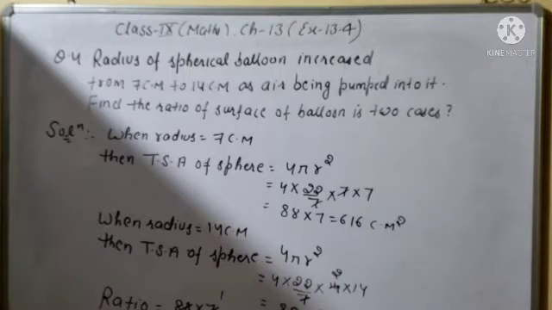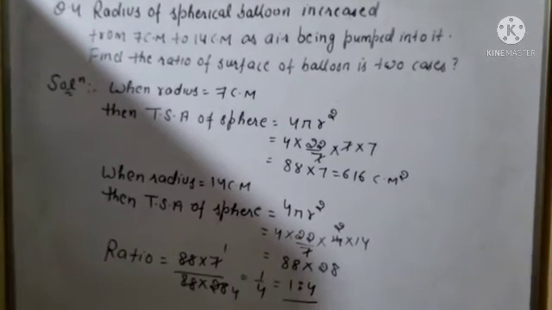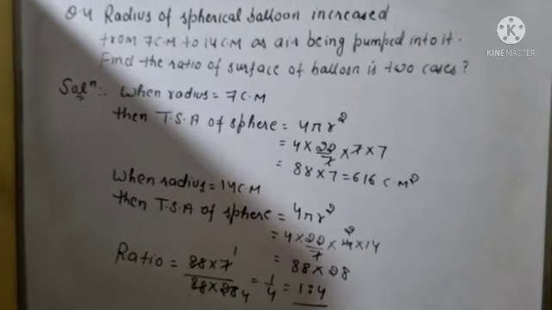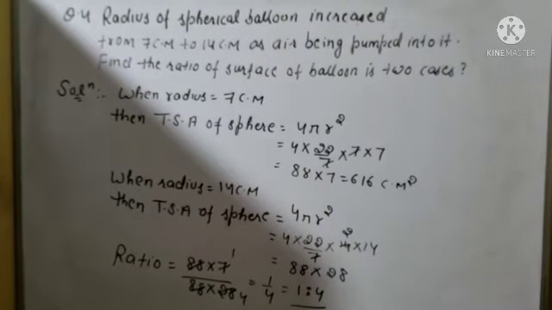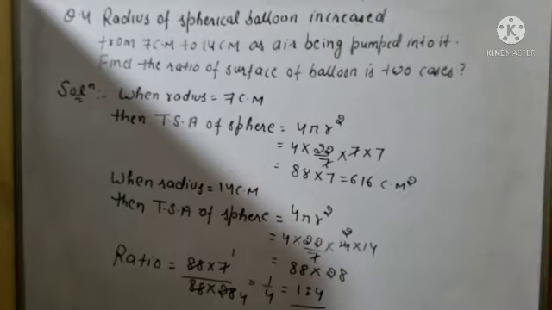Wait a minute, if it is not visible. Yes, you can see it like that. When the radius was 7, the total surface area is 616, which I am writing in the form of multiplication, 88 into 7. And when the radius is 14, the total surface area is 88 into 28. Now divide both total surface areas and find the ratio. So it will be 1/4, which you can write as 1:4. So this is your question number 4.